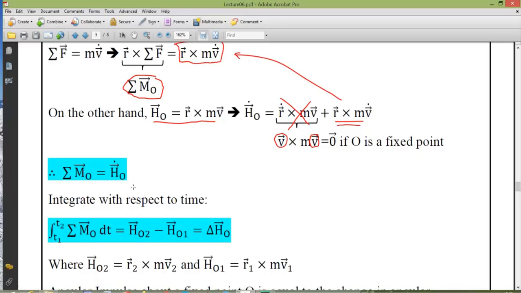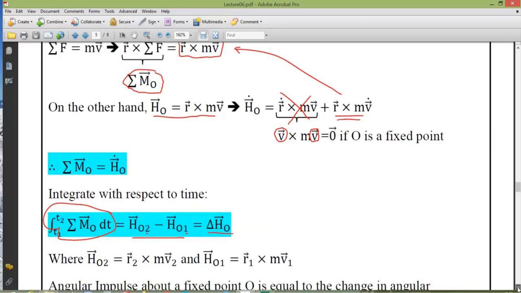And if we do the integration with respect to time, like we did for the linear impulse and momentum equations, at the end what we get is that the impulse of the moment in the time interval from t1 to t2 results in the change of the angular momentum calculated about the same point at different times, time 2 and time 1. And here we see the difference of the angular momentum. These are calculated at different times.